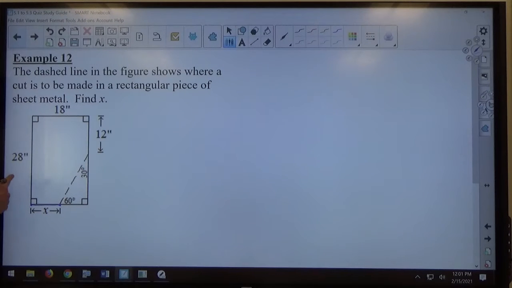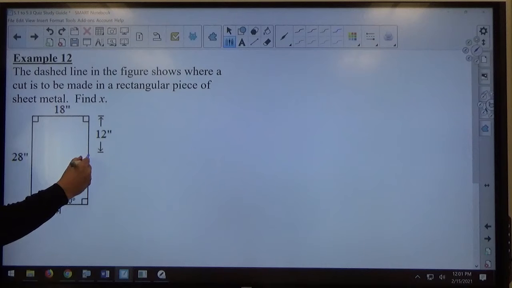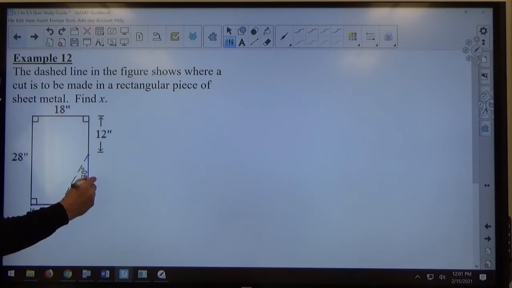So I happen to know that if this is 18 inches, we'd have to know either this or this, so we don't really know what that is or that is. But that is 28 and that's 12, so that means that this piece here would have to be 16 inches. Yep.